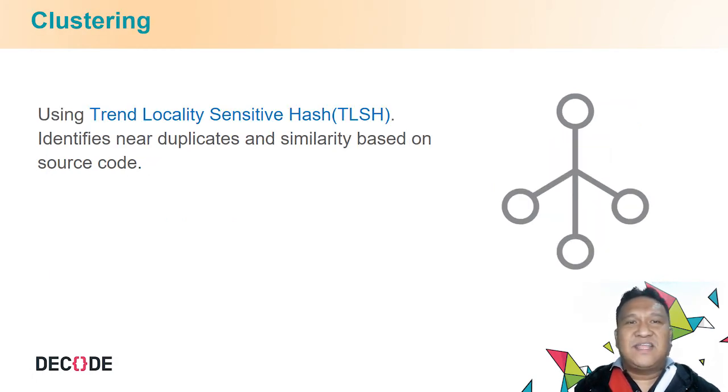Another one is the Trend locality sensitive hash for clustering. It identifies near duplicates and similarity based on source code. This is very useful in the area of computer security, where it is required to identify malware samples with similar binary file structure. This will help in creating a file cluster for faster analysis, data correlation, and malware family identification.